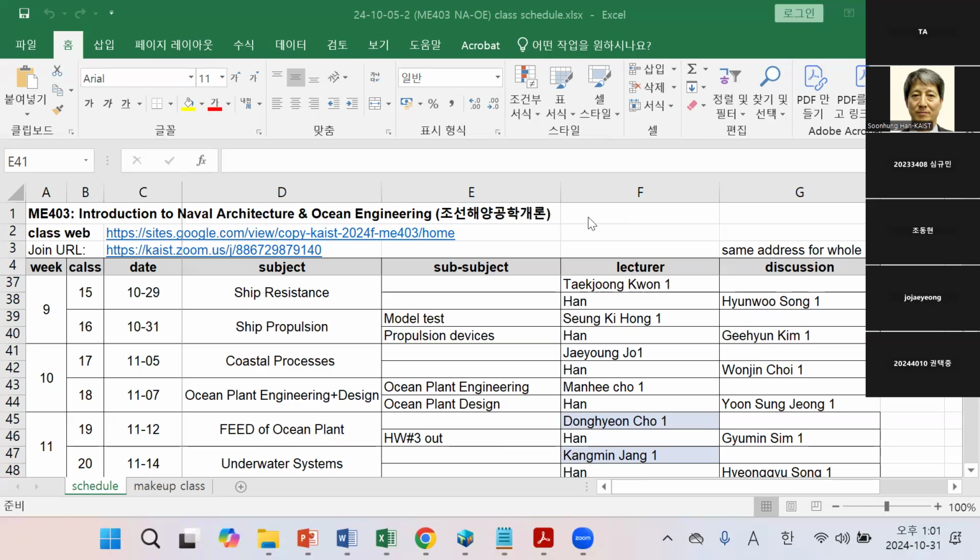So, saying we will cover the ship propulsion, model testing, and propulsion device. Next week we will start the textbook 2. Any questions? No? Then we can start with the lecture.